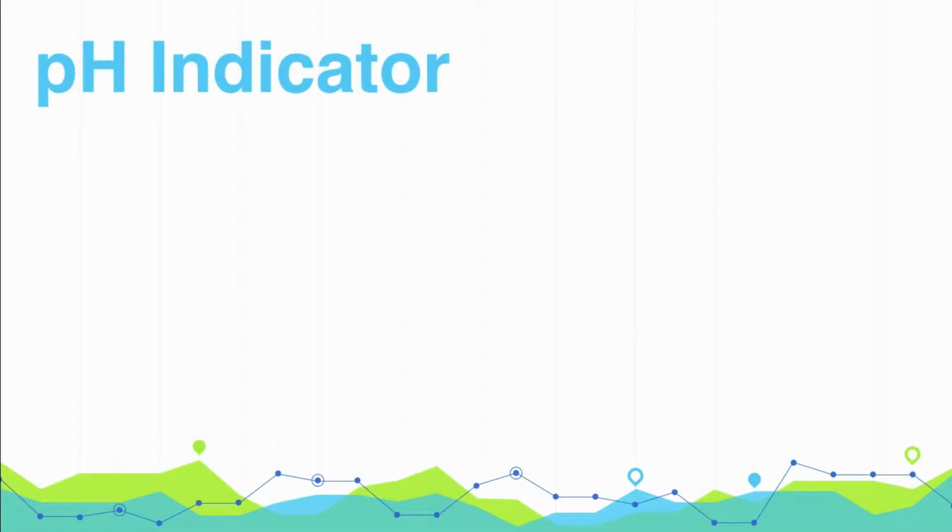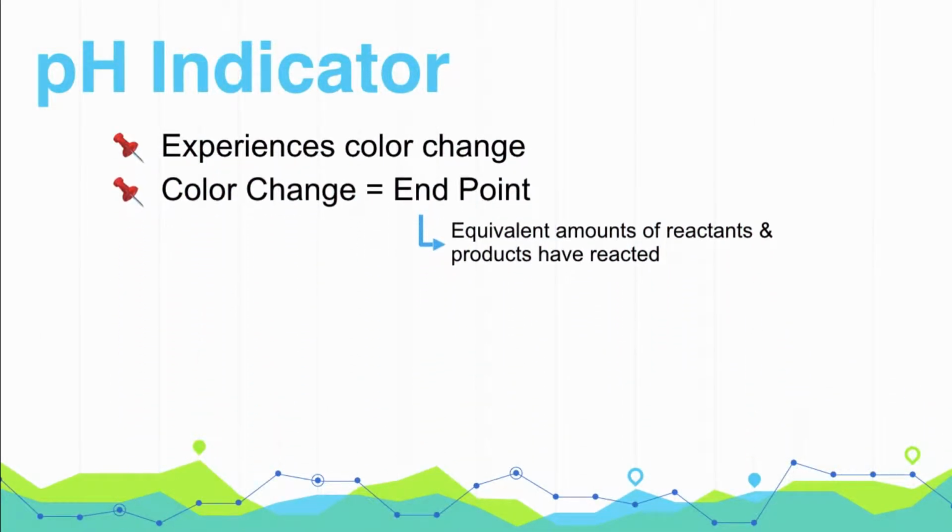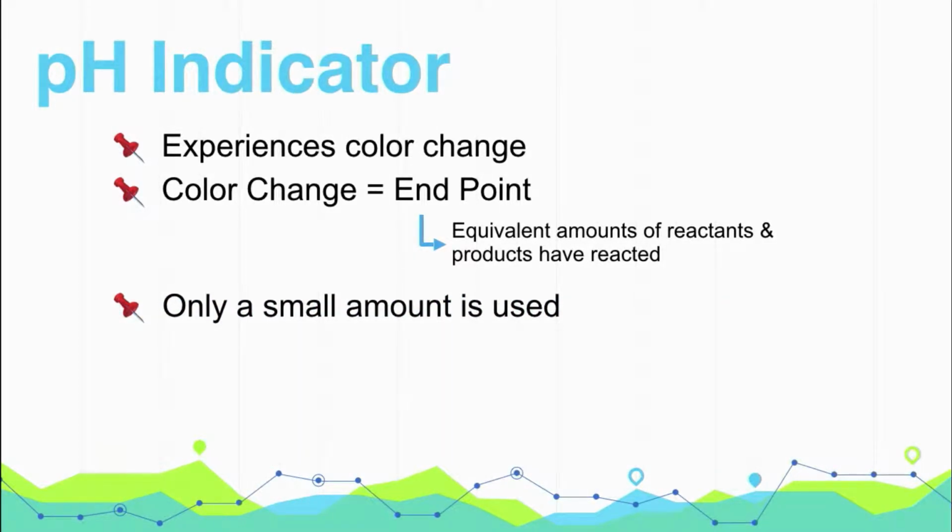Before you begin with the titration, you must choose a suitable pH indicator, preferably one that will experience a color change known as the endpoint, close to the reaction's equivalence point. This is the point at which equivalent amounts of the reactants and products have reacted. These traits are desirable, so only a small amount of an indicator is needed.